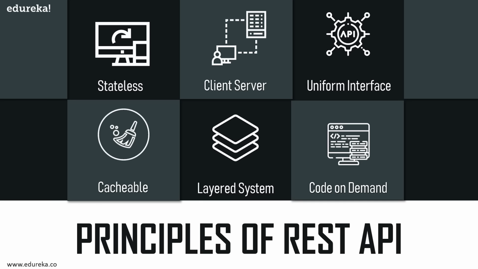Next, moving forward with layered systems, the layered system architecture allows an application to be more stable by limiting the component behavior. This architecture enables load balancing and provides shared caches for promoting scalability. The layered architecture also helps in enhancing application security, as components in each layer cannot interact beyond the next immediate layer they are in.